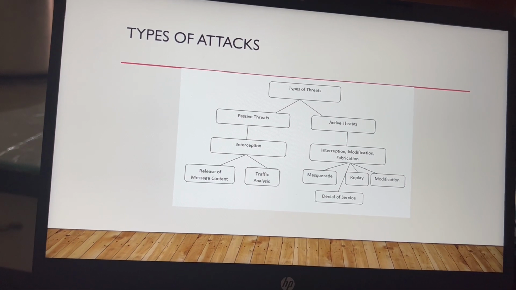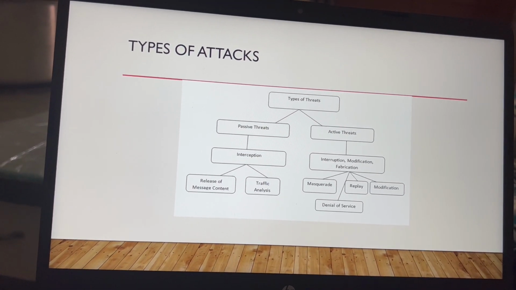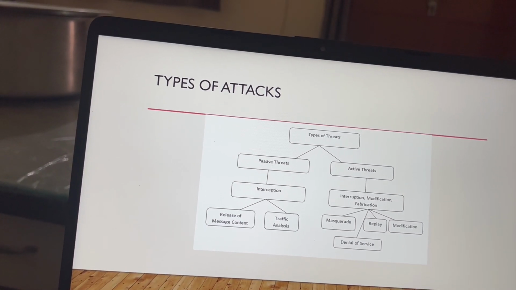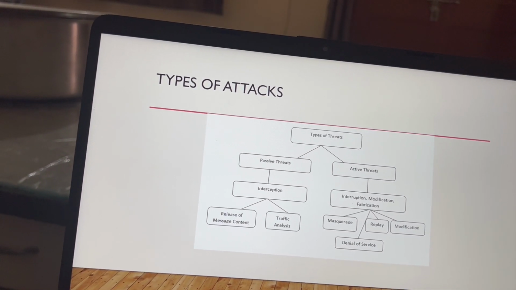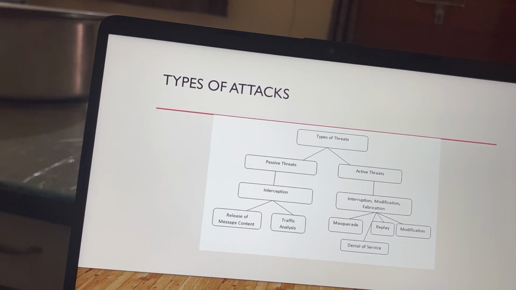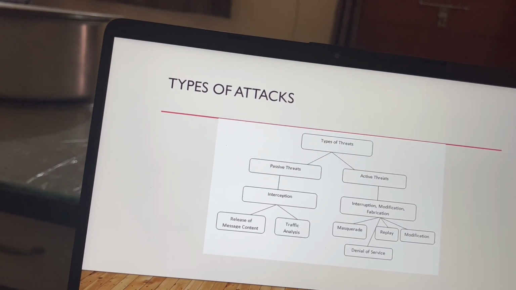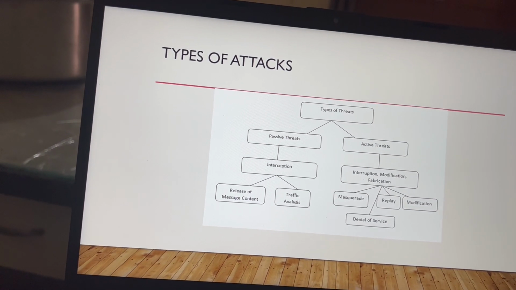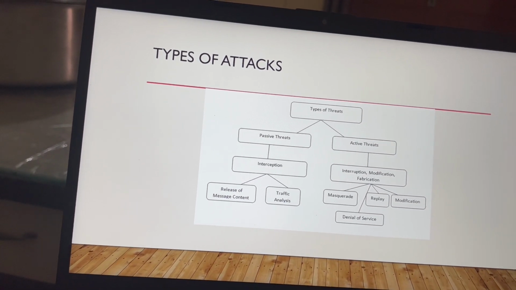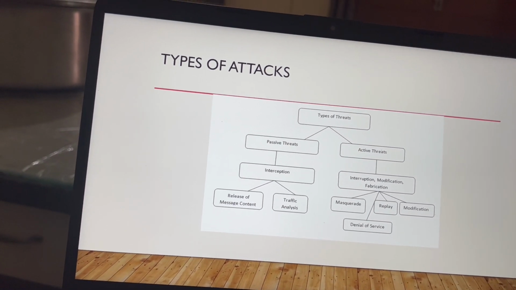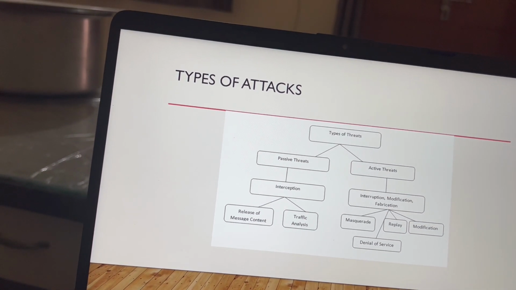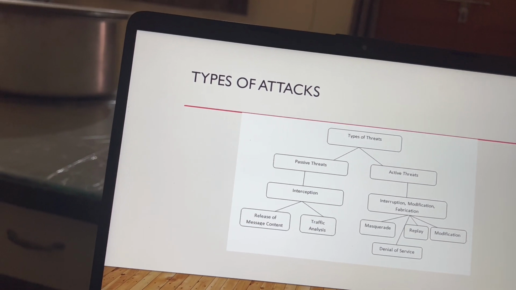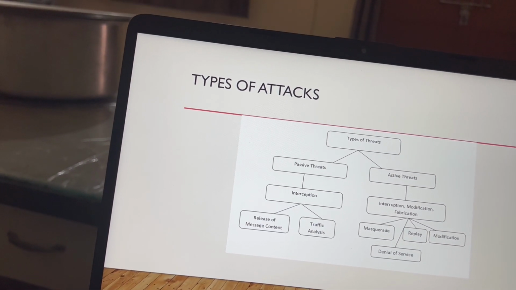Talking about the second type of attack, our second type of attack is passive attack. In this, the contents of messages are silently read by the intruder without the sender and receiver being informed. This passive attack is further divided into two types. First one is release of message content. In this, the intruder simply hears or reads the content of the message sent by the sender.